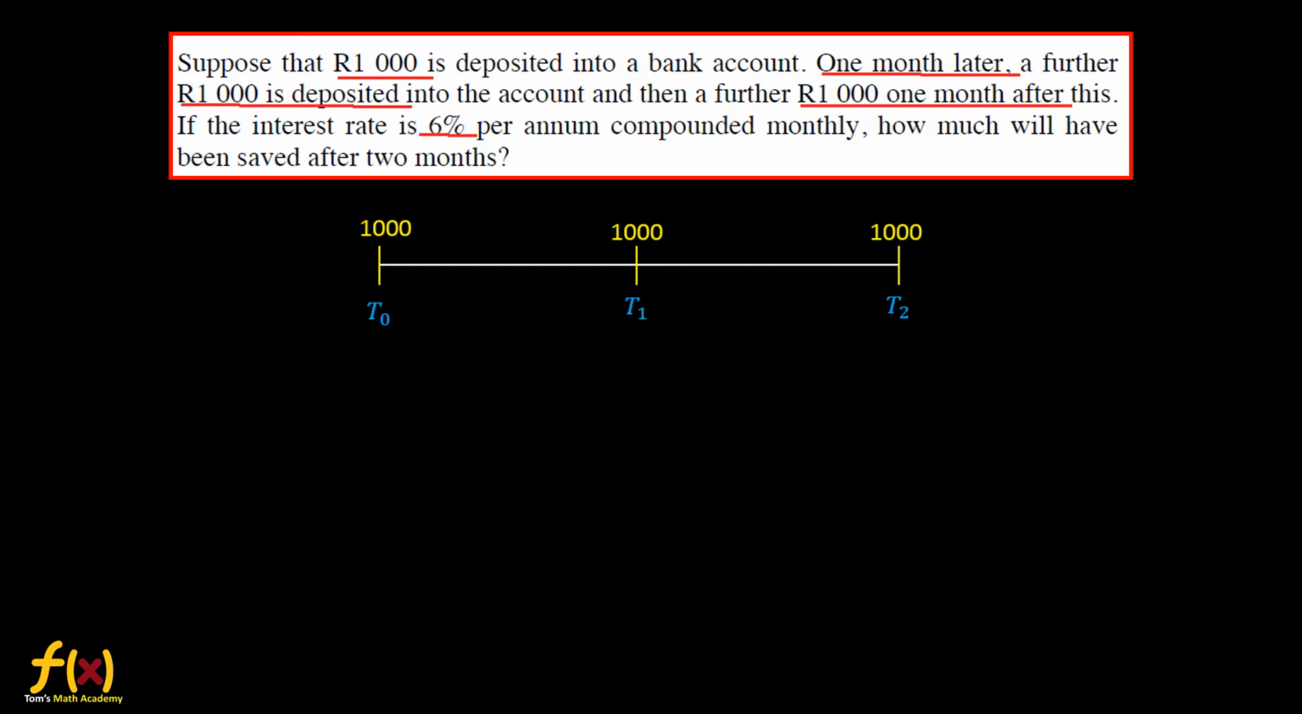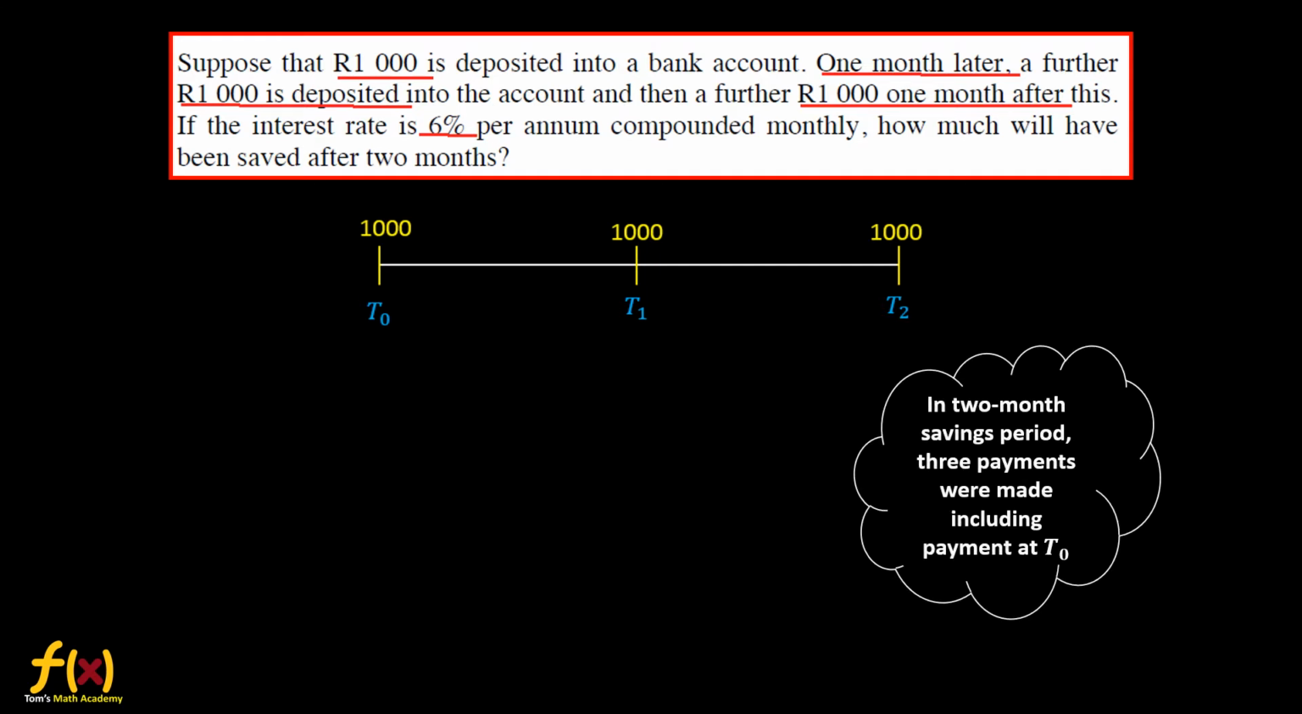But we can see, look at the timeline, we have already paid 3 times. 2 months, but 3 payments are done. So that is very important. You must look at the payment periods. Now 2 months saving period, but 3 payments, including the time 0, the very first day.